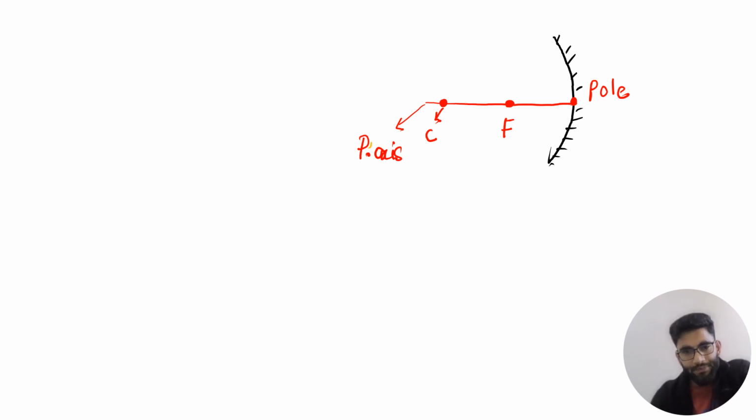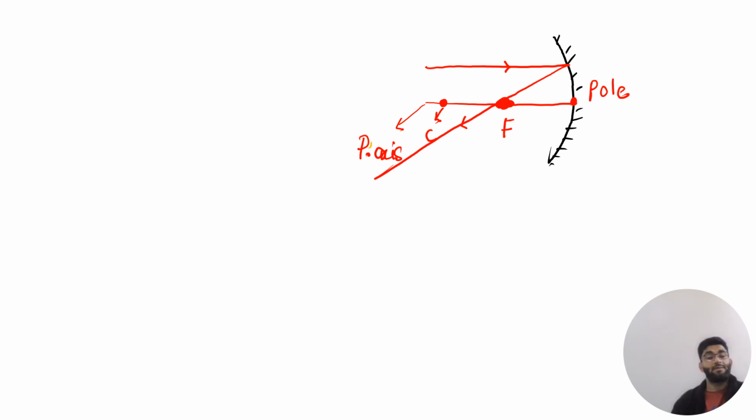Now if a ray of light is parallel to the principal axis, after reflection it will pass through the focus. Let's suppose this is the focus, right? So this is the ray of light which is parallel. Any ray of light parallel to the principal axis, after reflection, will pass through the focus. This is the simple thing.